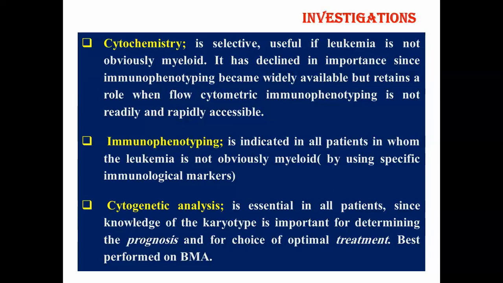Cytogenetic analysis is essential in all patients, since knowledge of the karyotype is important for determining the prognosis and for the choice of optimal treatment. It is best performed on bone marrow aspirate. If the count is very high in peripheral blood, I can take a sample of peripheral blood.